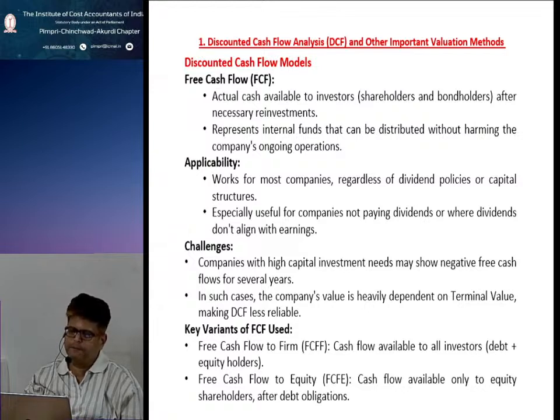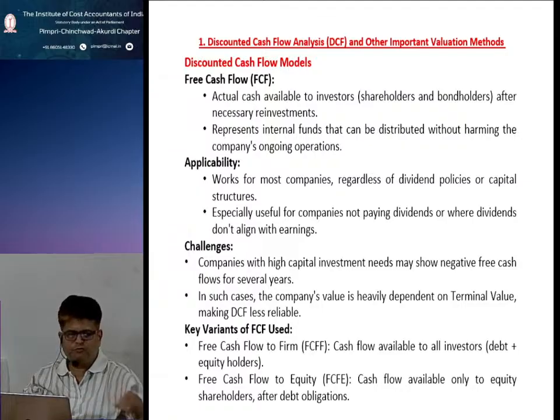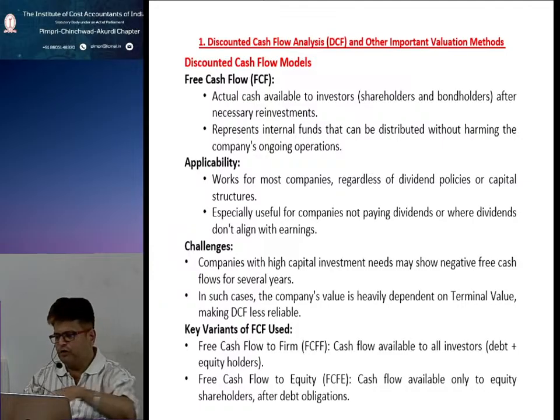Of course, like every other model, this model too has challenges. Companies with high capital investment needs, that is, capital-intensive companies such as infrastructure companies, may show negative free cash flow for several years, because a huge amount of investment would have happened in the business. In such cases, the company's value is heavily dependent on terminal value, making DCF less reliable. So these are the challenges of the DCF model: it is not really useful or relevant for capital-intensive companies.